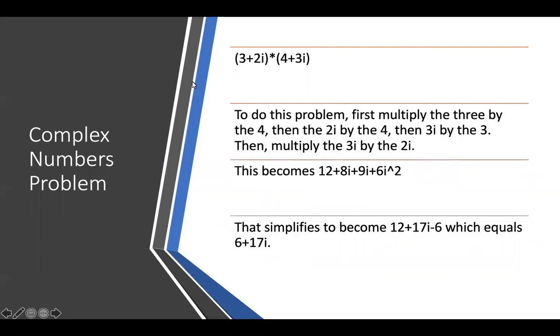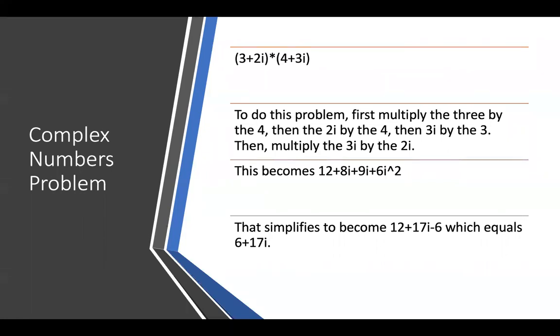And then here's a complex numbers multiplication example. 3 plus 2i times 4 plus 3i. So you use your FOIL method to multiply the 3 by the 4 first to get 12, the 2i by the 4 to get 8i, the 3i by the 3 to get 9i, and then the 3i by the 2i to get 6i squared.